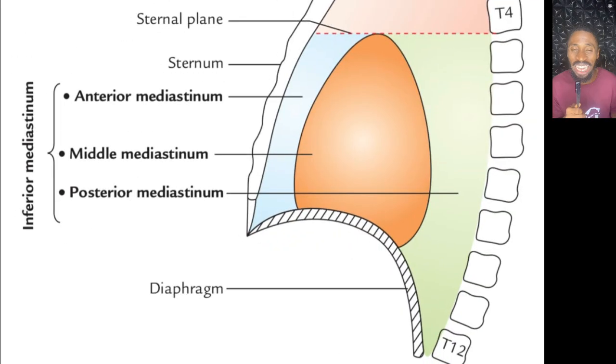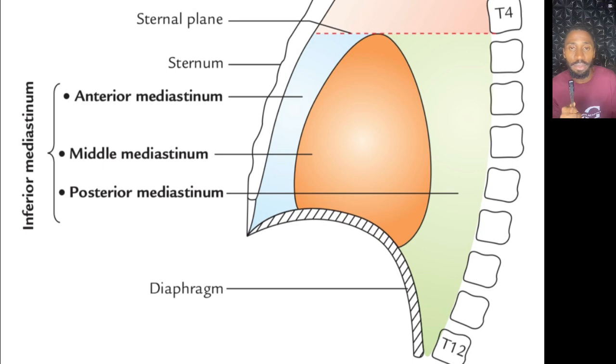The next is the middle mediastinum. Don't forget the middle mediastinum. We have talked about the anterior mediastinum, we have talked about the inferior mediastinum, we have talked about the superior mediastinum. So the middle mediastinum is bounded anteriorly by the anterior mediastinum, is bounded posteriorly by the posterior mediastinum, is bounded superiorly by the superior mediastinum, separated by the transverse thoracic line, and is bounded inferiorly by the diaphragm, covering the inferior thoracic aperture or inferior thoracic outlet.